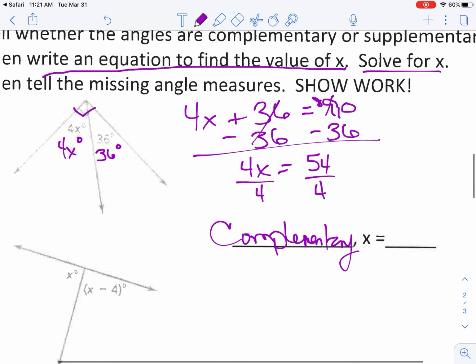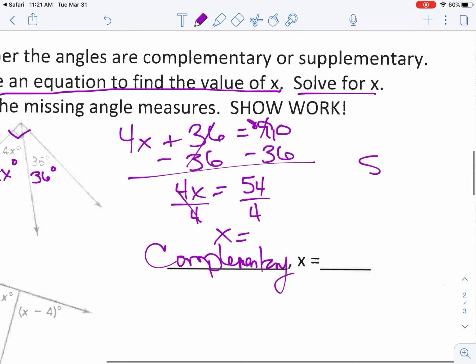Okay, and then solve for x. So do the inverse and divide by 4. 54 divided by 4.